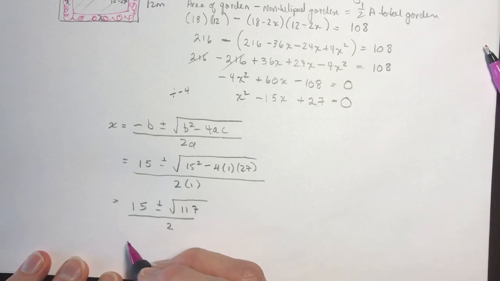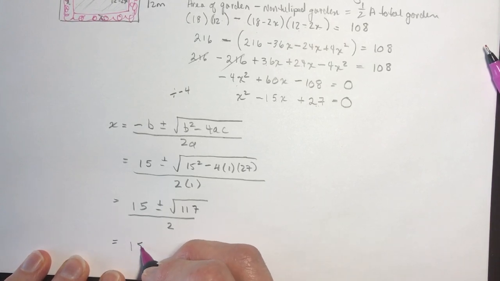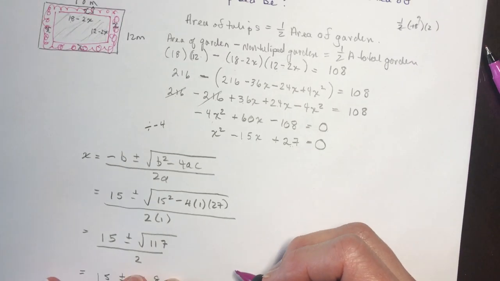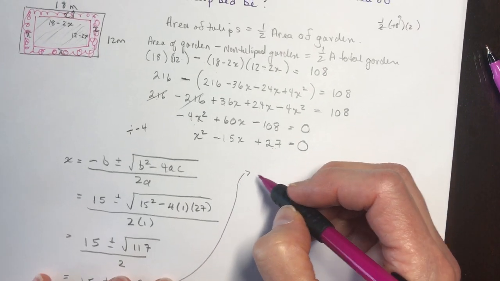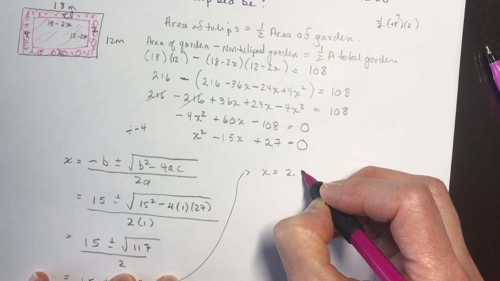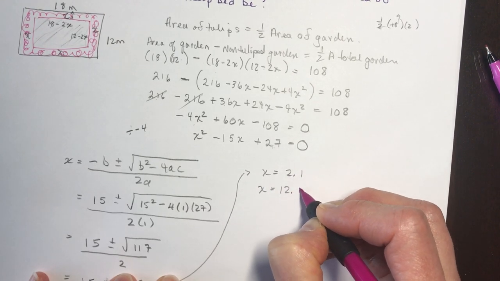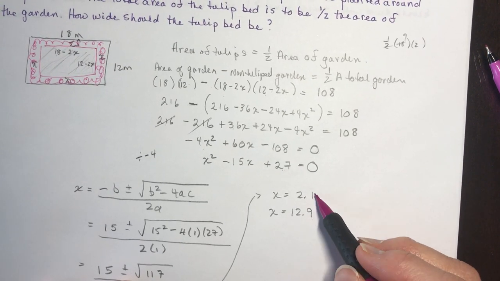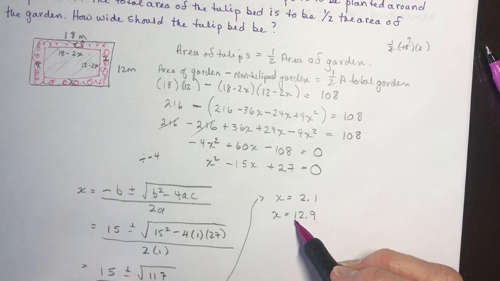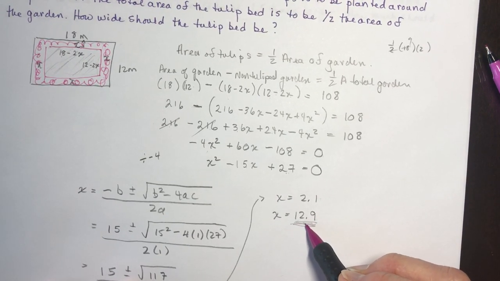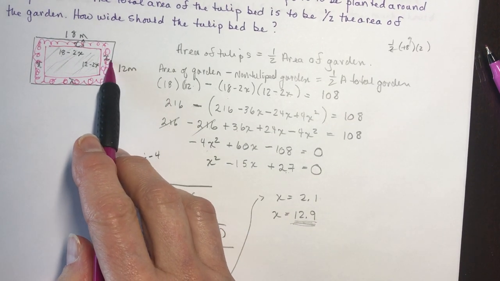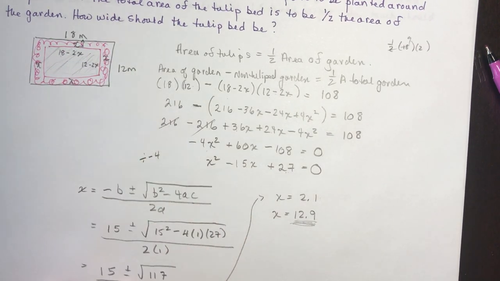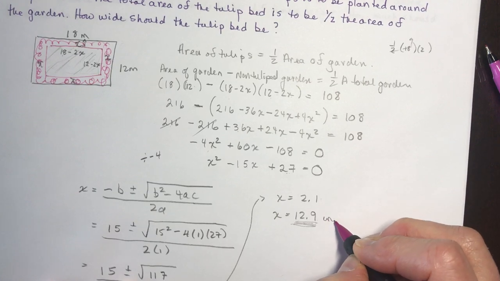And so that ends up with 15 plus or minus 10.8 divided by 2. I'm going to bring that way over here now. So that's going to give me x is equal to 2.1, or x is equal to 12.9. So now we have to decide, is one of these an inadmissible solution? And I think you can see right away, this would be way too big. I can't have x being 12.9, because two of them would be 25.8, and the whole thing is only 18 meters wide. So this one is inadmissible.